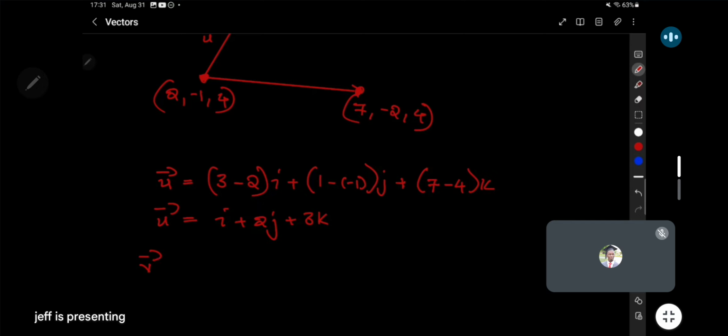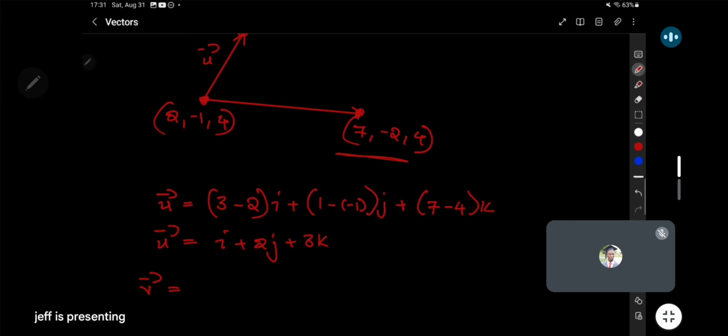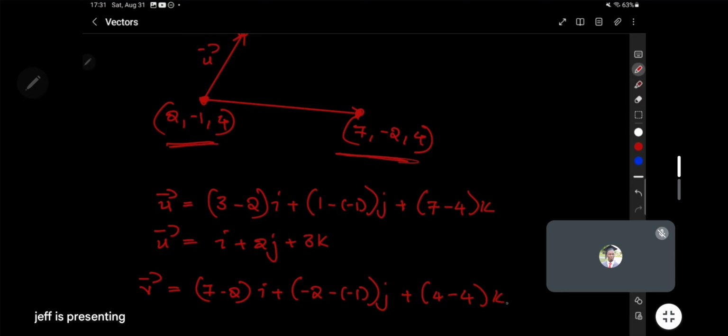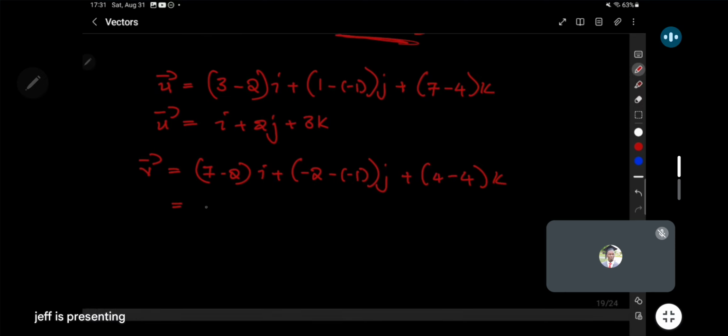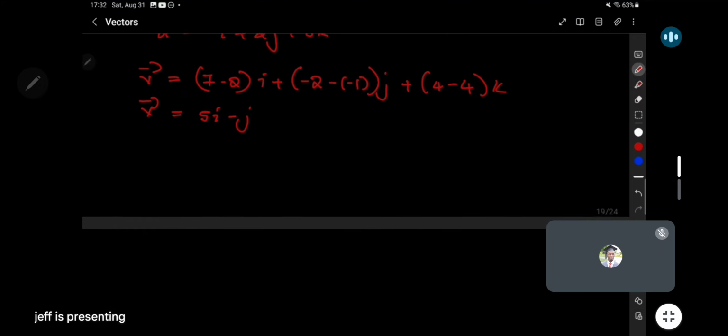We get the second vector. My final is this one, my starting point is this one. So final minus initial: 7 minus 2 for i, plus minus 2 minus 1 for j, and then plus 4 minus 4 for k. Here we end up with 5i. Then this is minus 2 minus positive 1, so that will be minus j. And 4 minus 4 is going to be 0, so I can leave it like this. So we now have the two vectors u and v.